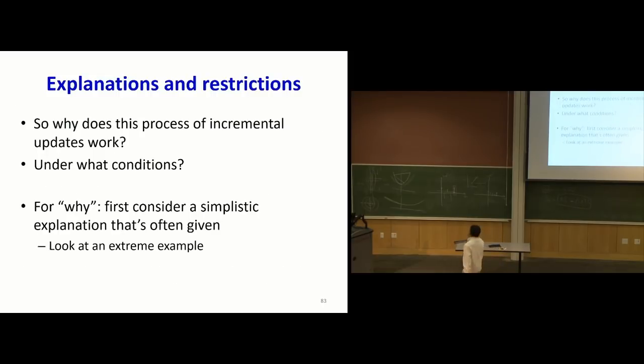Now, why does this process of incremental updates work? Why can the process of incremental updates actually be more efficient than working with batches? We'll spend a little time looking at this, and under what conditions you expect this to work, and what kind of behavior you can expect in terms of convergence, how fast you will get the optimum. So let's look at the why first. And for the why, I'm going to look at a very simplistic explanation that's often given using a very extreme example.